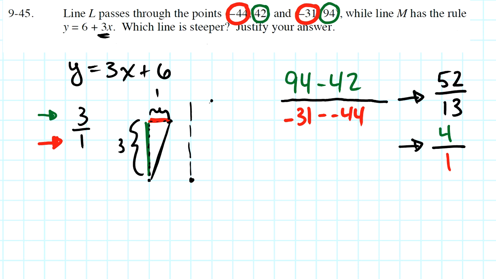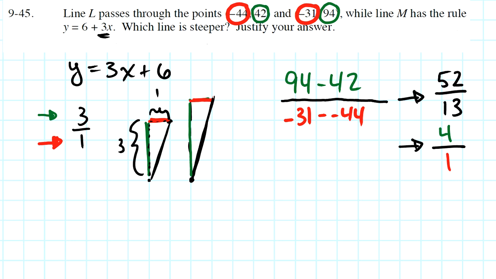Now, when I look at this line, this is equivalent to having a rise of 4 and a run of 1. So the question is, which one's steeper? Well, 4 over 1 is steeper, right? That has a larger slope. It's going up 4 units for every 1 unit that it goes over, as opposed to the line that they gave me, y equals 6 plus 3x. That goes up 3 units for every 1 unit it goes over.